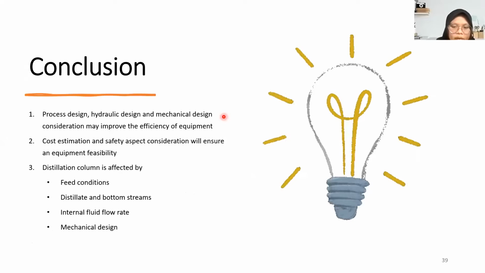Next slide. Case design conclusion. Firstly, process design, hydraulic design, and mechanical design consideration may improve the efficiency of equipment. Second, cost estimation and safety aspect consideration will ensure an equipment's feasibility. Lastly, several aspects can affect the distillation column. Thank you.